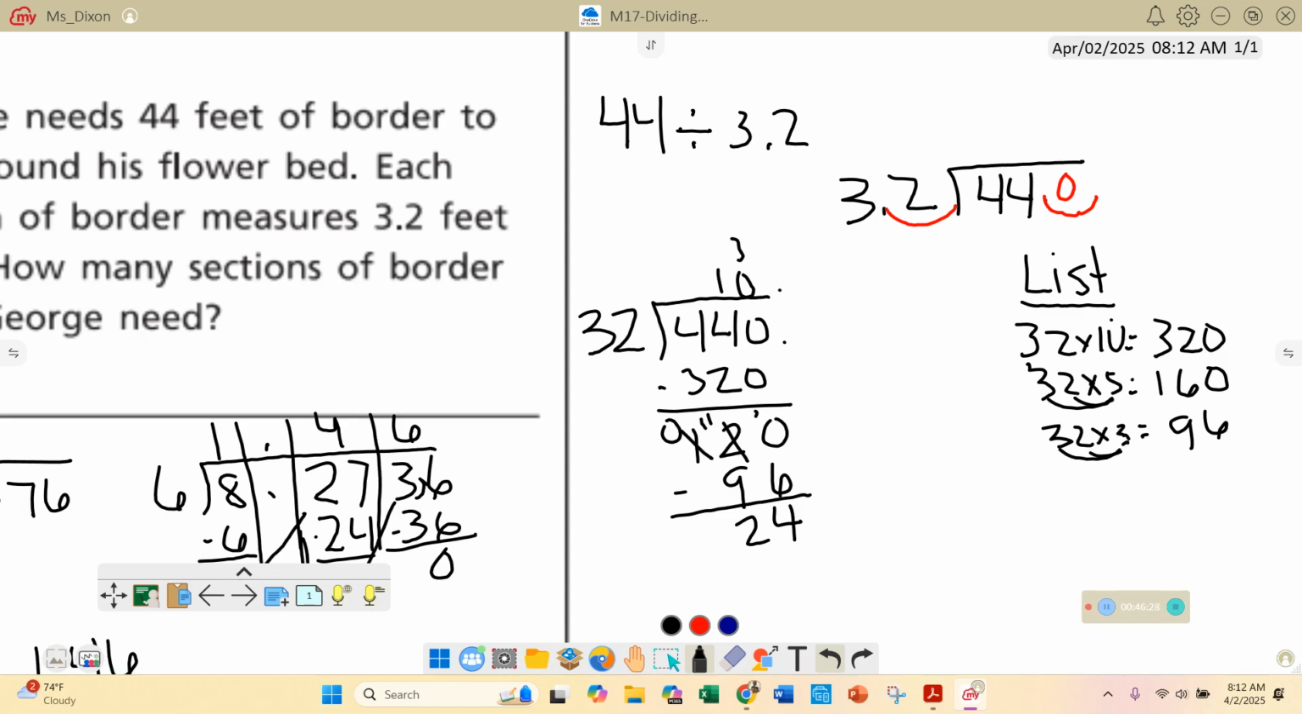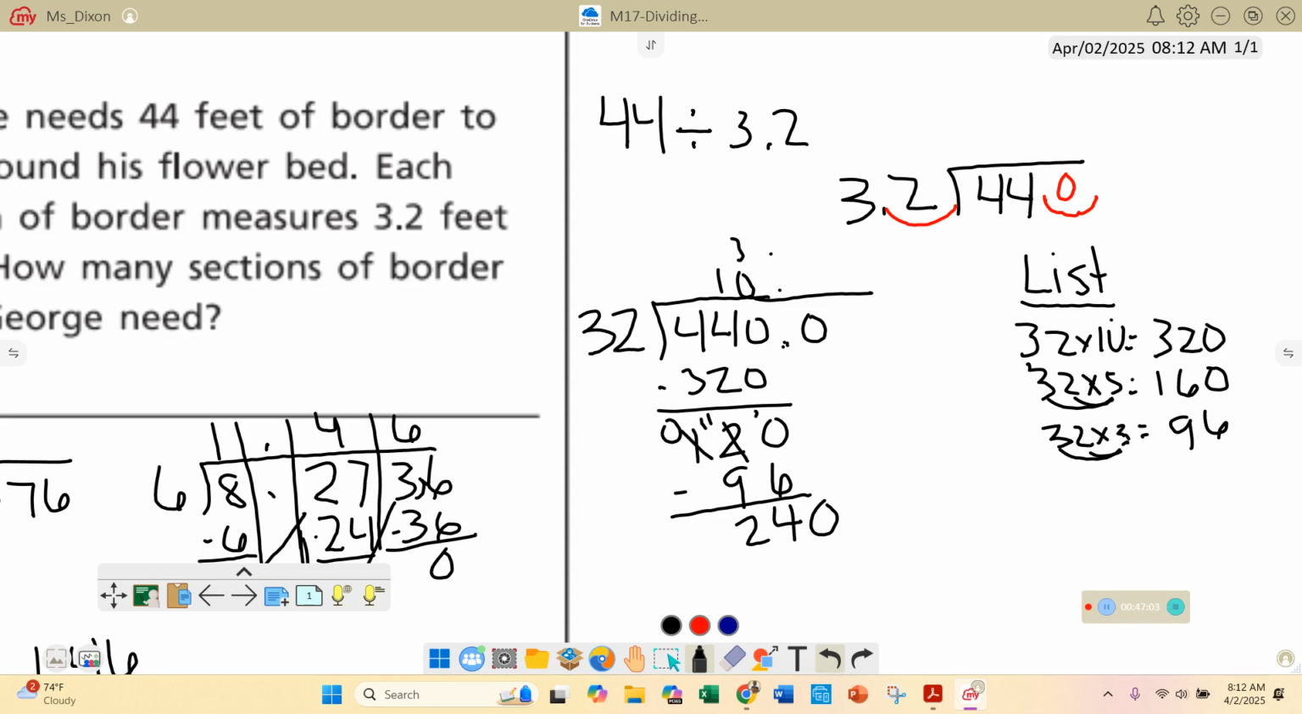But if you remember, I told y'all if you're working with decimals, you cannot stop with the remainder. You have to keep going until you do not have a remainder. So we have to add a 0 to the end of our dividend. Remember, the decimal is here because we brought it to the end. So we add a 0, bring that 0 down. So now we're dealing with 240.